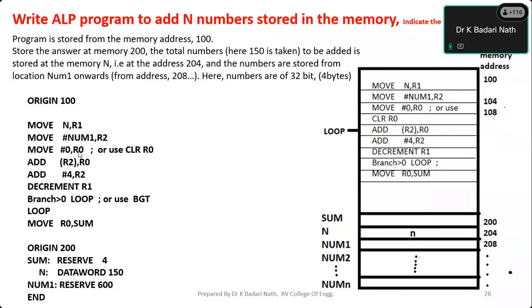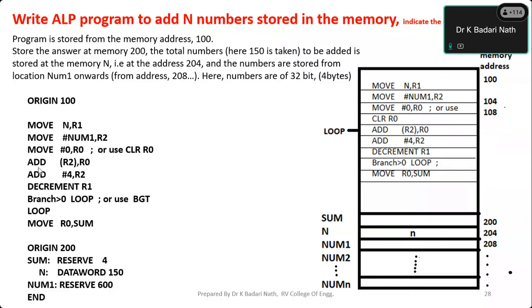Now, move hash 0 to R0. I am making R0 zero so that the final sum of all the numbers will be stored in R0. It's like a sum variable, where I'll be holding the total sum. Instead of move 0 to R0, I can also use the instruction clear R0. Look at the difference here: hash 0 is a value, a number, but hash num1 is an address. So R2 is acting as a pointer, while R0 is not; it's just a normal value register.